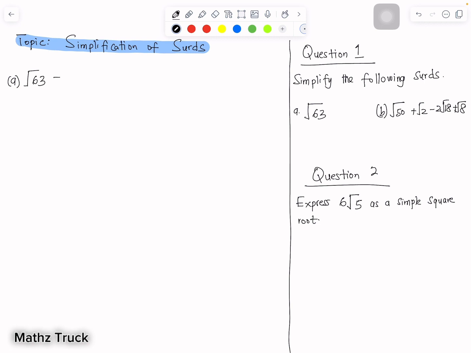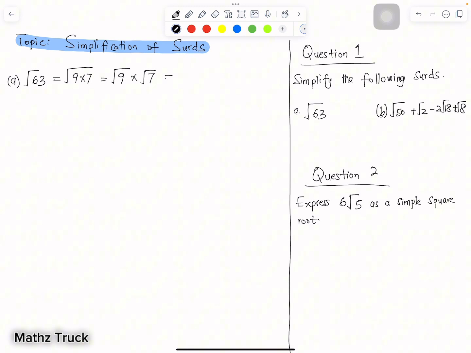Now, to simplify this, we need to find the factors of 63. So we can write 9 times 7 is 63. Then we can go forward to expand this by writing square root of 9 times square root of 7.